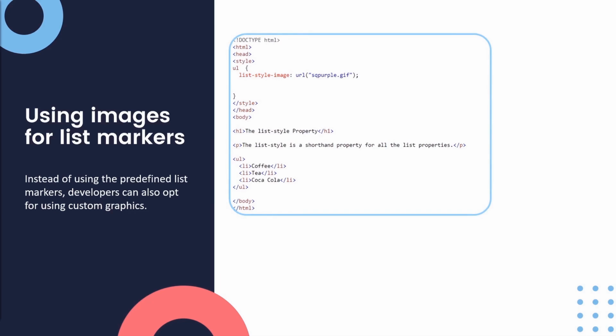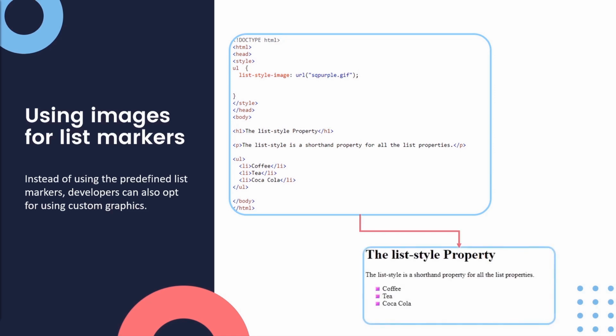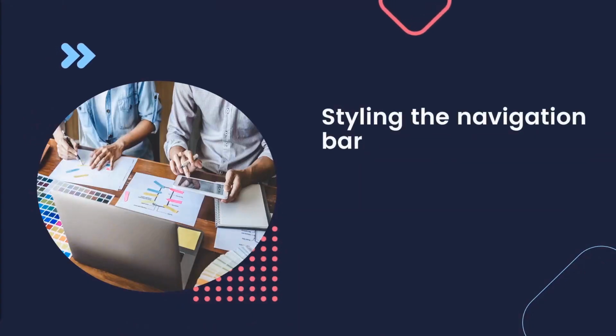We have this unordered list, and we have this list style image property where we reference the URL of the image that we would like to include as part of our replacement for the disk, and this is what the output would look like. So instead of having those solid black disks, we have these purple squares next to our list items. Wonderful.